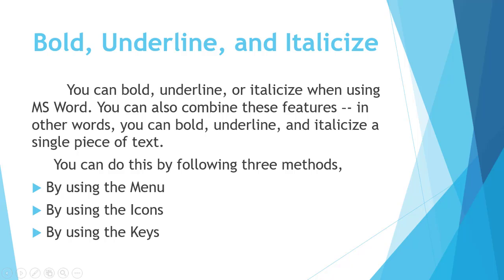Students, we can make our text bold, underline, and we can italicize the text also. We can apply all these three options on a single piece of text. We can do this by following three methods. One is by using the menu. The other one is by using the bold, underline and italic icons which are available on the formatting toolbar. And the third method is by using keys. Students, now we can make our text bold, italic and underline in a Microsoft Word document.